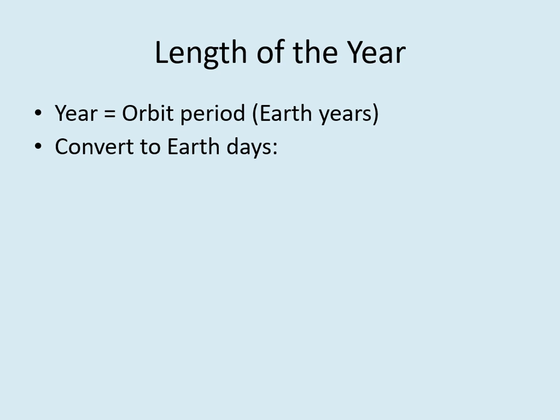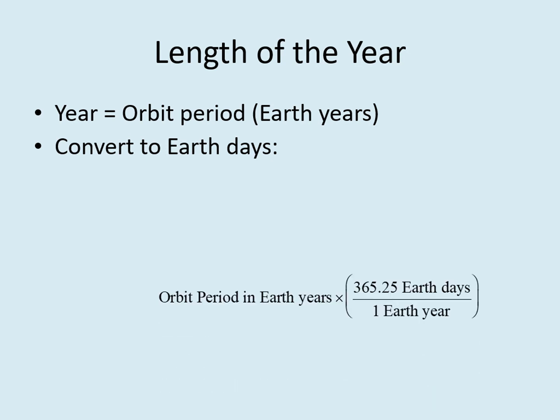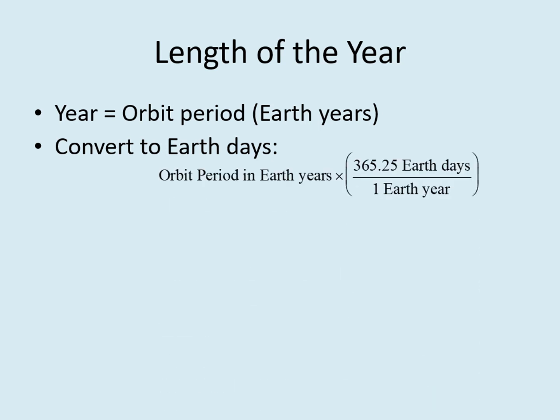Since there are 365.25 Earth days in an Earth year, all you have to do is multiply the length of the planet's year by 365.25 Earth days divided by 1 Earth year. You should be able to check your result fairly easily here. If the planet's orbit is less than 1 Earth year, then you should get less than 365.25 Earth days. If it's more than 1 Earth year, then it should be more than 365.25 Earth days.